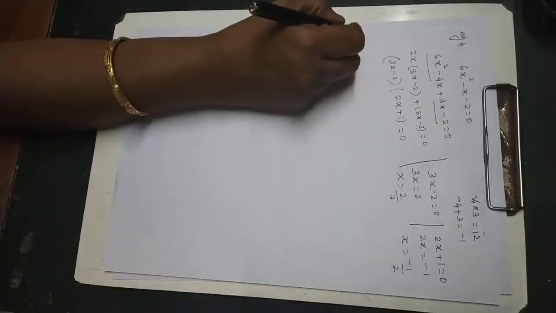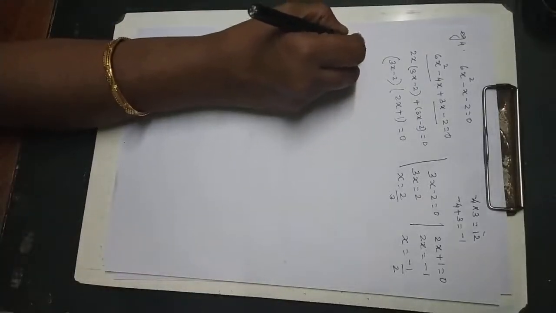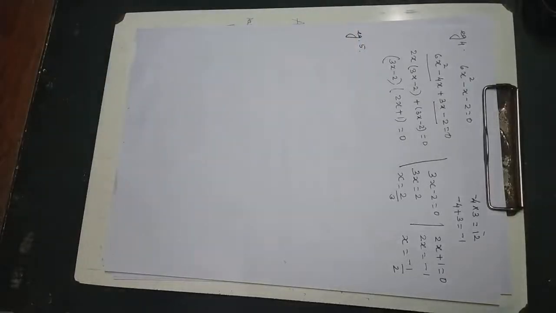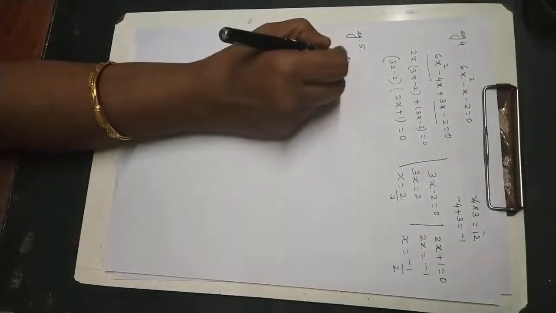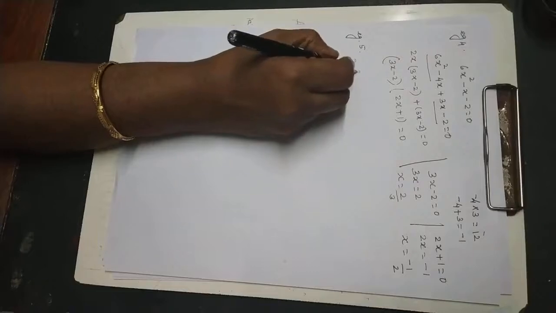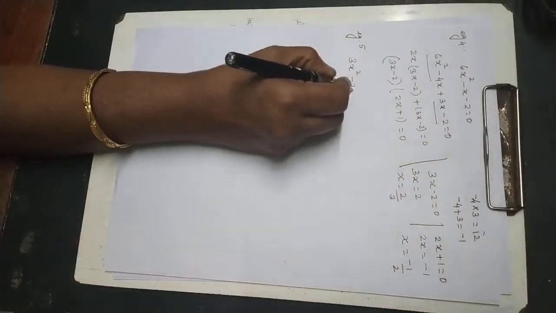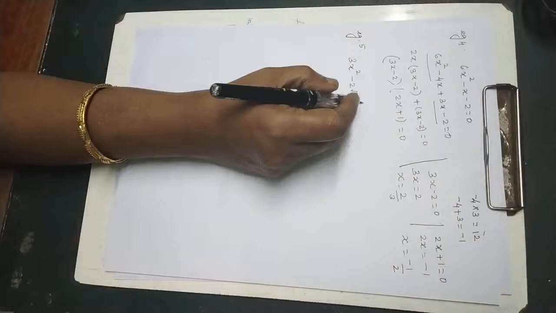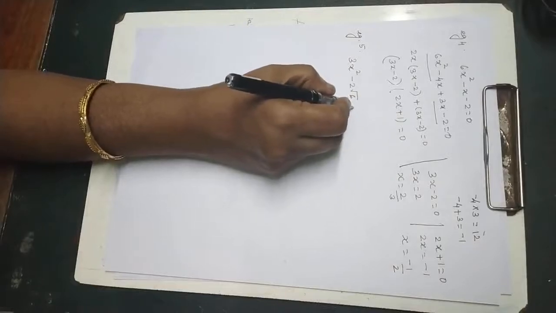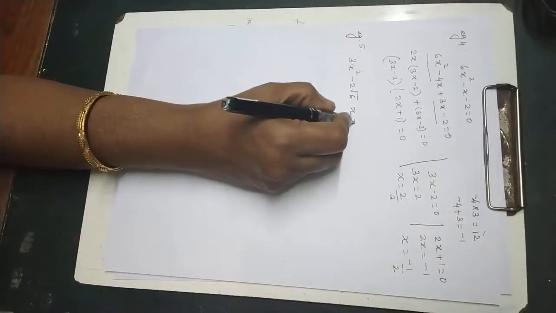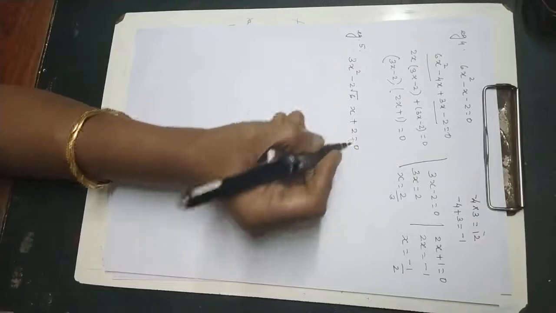So move on to example 5. Find the roots of the quadratic equation 3x square minus 2 root 6 x plus 2, that is equal to 0.